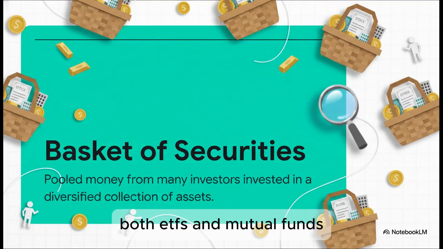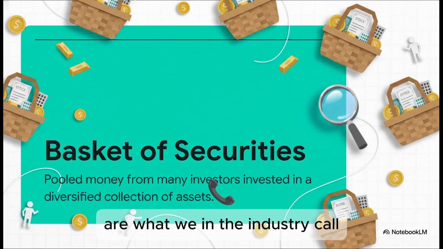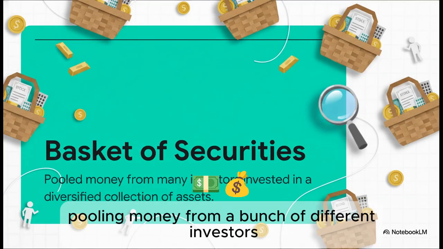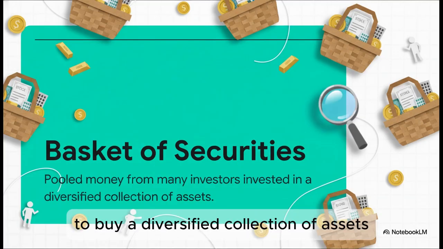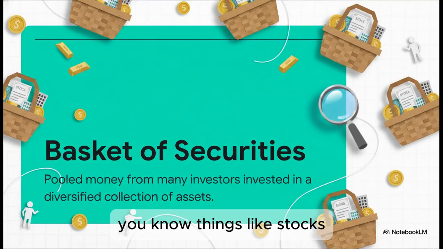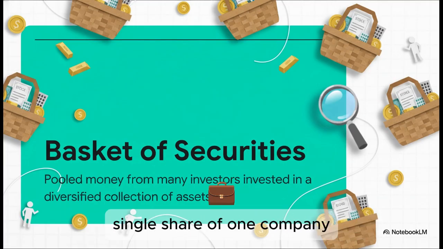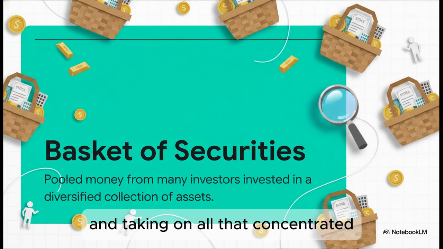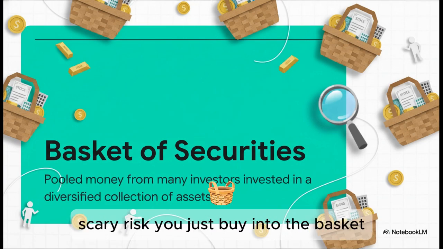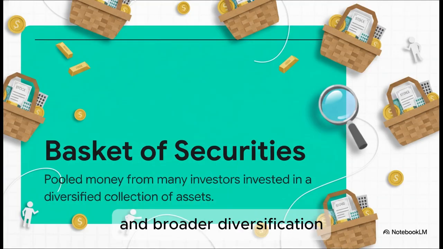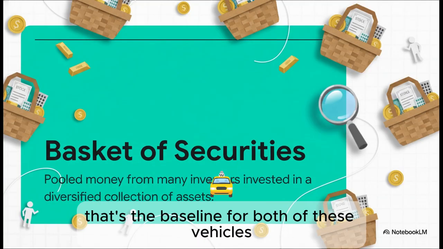Both ETFs and mutual funds are what we in the industry call a basket of securities. The SEC defines this as pooling money from a bunch of different investors to buy a diversified collection of assets. Things like stocks, bonds, or a mix of both. Instead of you going out and buying one single share of one company and taking on all that concentrated, scary risk, you just buy into the basket. This shared goal of professional management and broader diversification, that's the baseline for both of these vehicles.